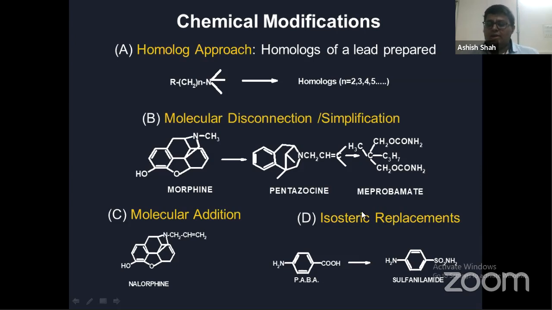Like you can replace oxygen with sulfur. You can replace, for example, a carboxylic acid with a sulfonamide group. These are known as bioisosteres.